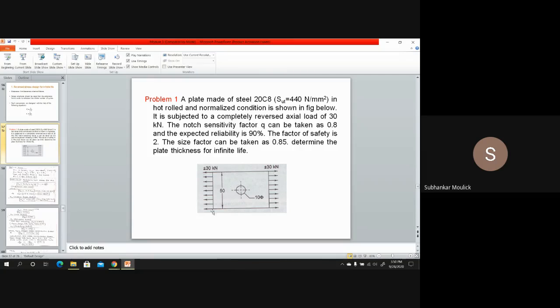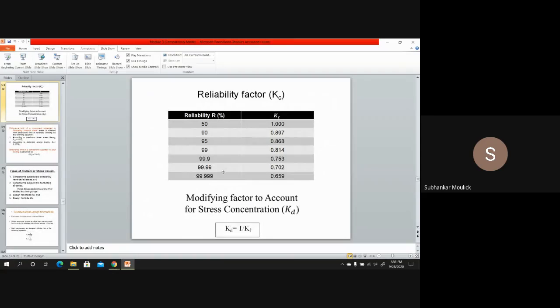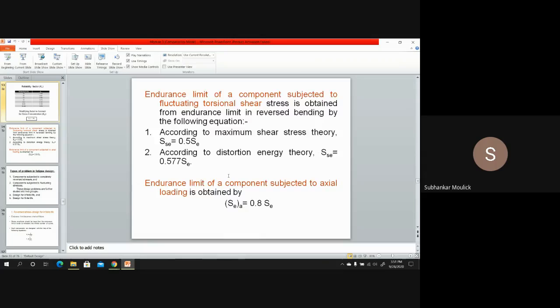That means when you design this component for fatigue, the reliability of this component will be 90%. So if I go back to my design data book and check my reliability factor, corresponding to 90% reliability, my Kc value is how much? 0.897. So you have to write it down from design data book, page number so and so. Since the component which is designed has a reliability of 90%, the value of Kc is 0.897. Is it clear? Yes, sir.